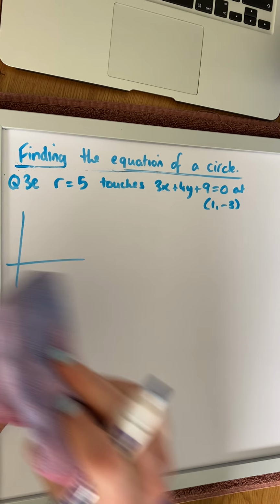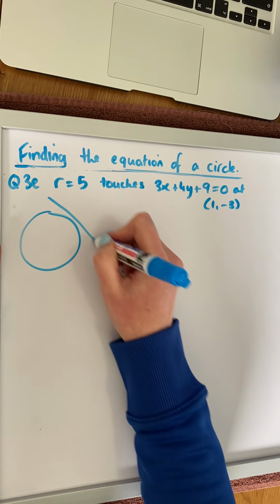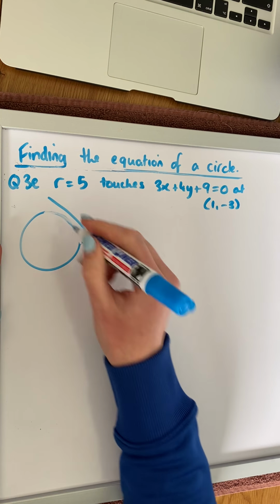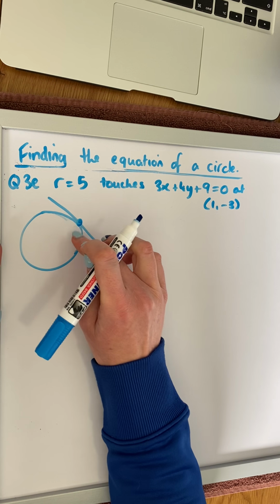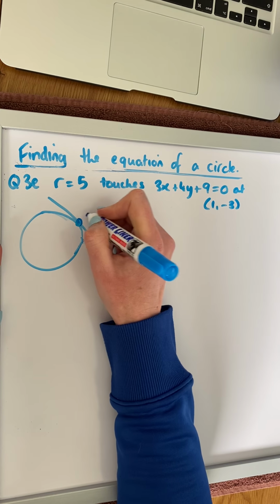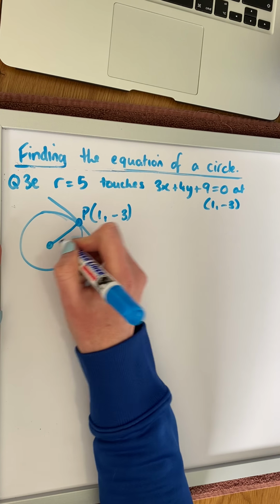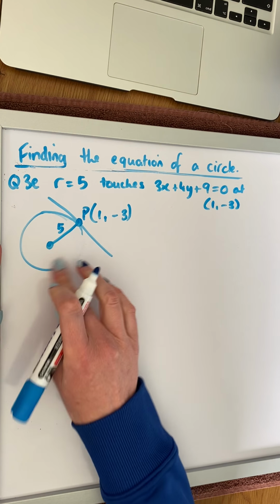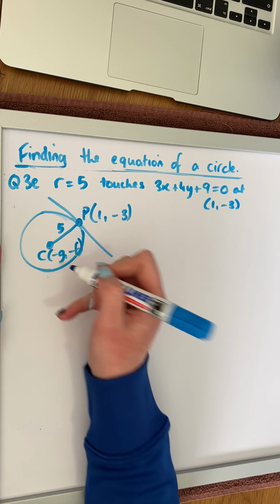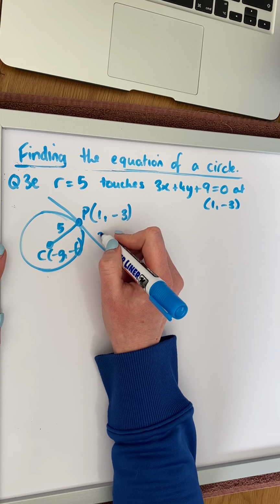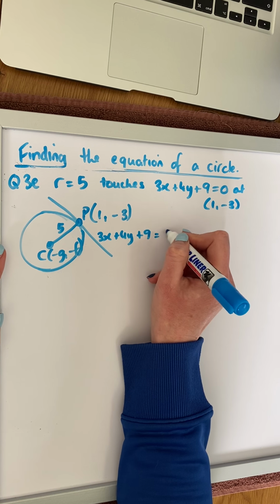We actually don't need a set of axes. We have our circle, our line, which is a tangent. It touches the circle at the point (1, -3). The radius of our circle is 5. Our center point we're not given, but we can say the center point is (-g, -f). And our line is 3x + 4y + 9 = 0.